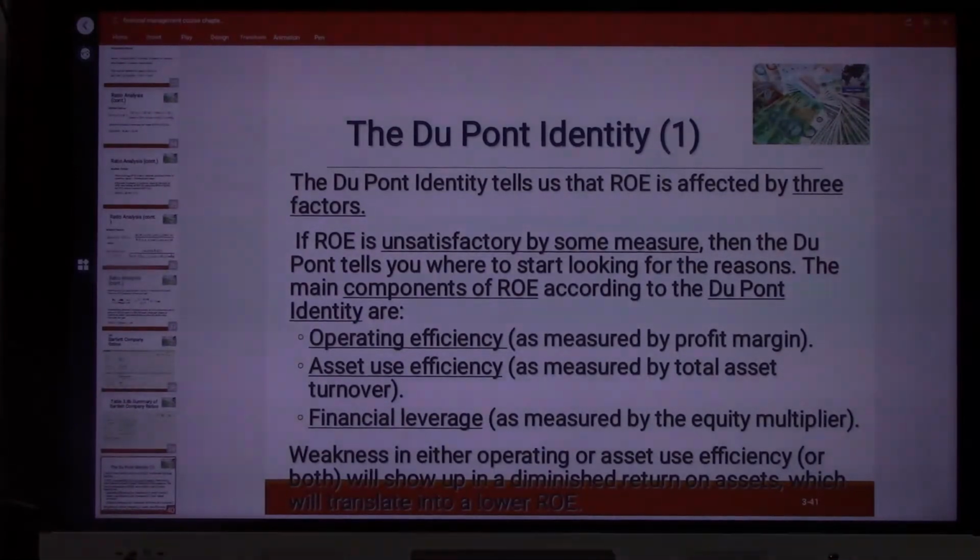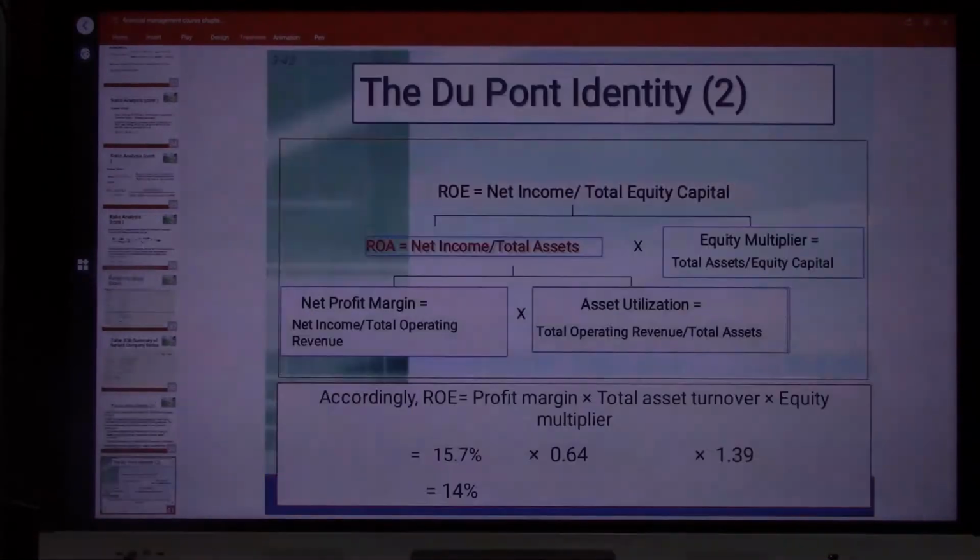We took it before. Asset use efficiency is measured by total asset turnover. I think we explained it before. Financial leverage is measured by the equity multiplier. But in this case, we could split return on equity into three sub-components.